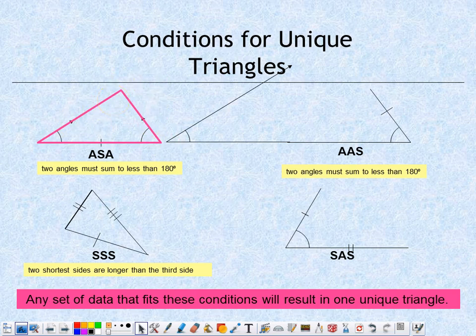If I give you an angle, side, and an angle, there's only one way you can put that together and make it be a triangle. If I give you an angle and a side, and you know that all the angles have to add up to 180, there's only one way that you can make that into a triangle. Okay, side, side, side, same thing.